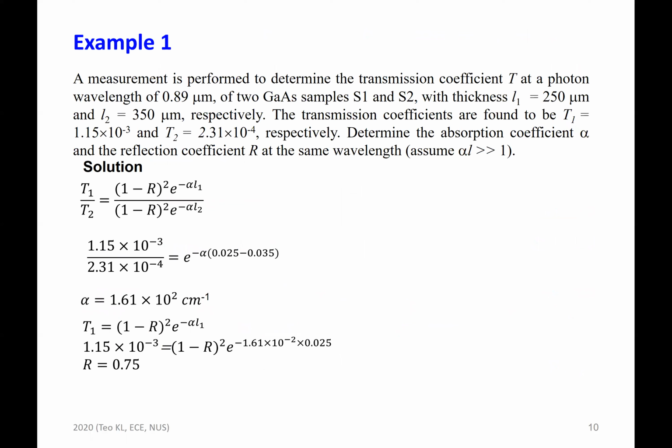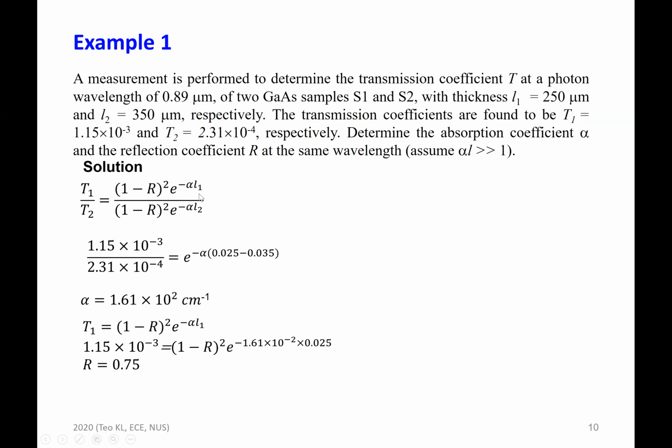One example: a measurement is performed to determine the transmission coefficient at a photon wavelength of 0.89 micron for two gallium arsenide samples, S1 and S2. The thicknesses are 250 micron and 350 micron. You are given the transmission coefficients T1 and T2, which are related to your transmitted intensity. Determine the absorption coefficient and the reflection coefficient at the same wavelength. Of course, we have to mention the same wavelength because the absorption coefficient is dependent on the wavelength. Let's assume alpha L is much greater than 1, so you use the equation here.